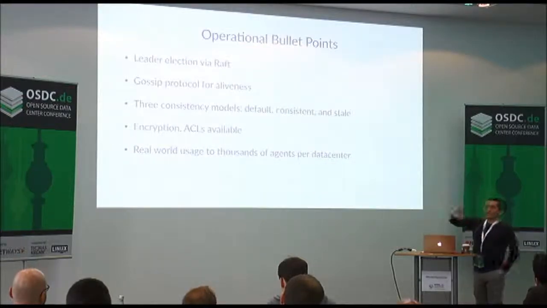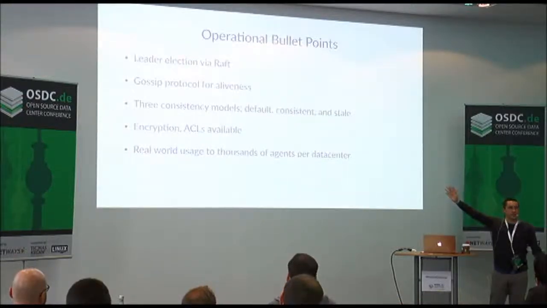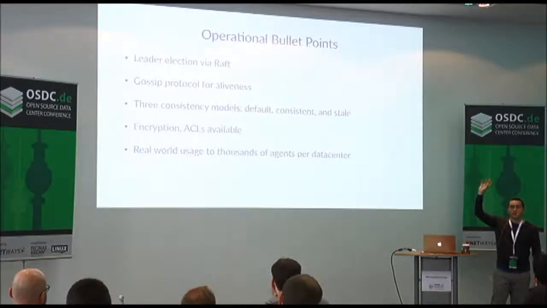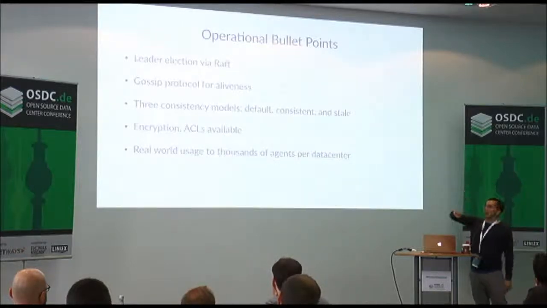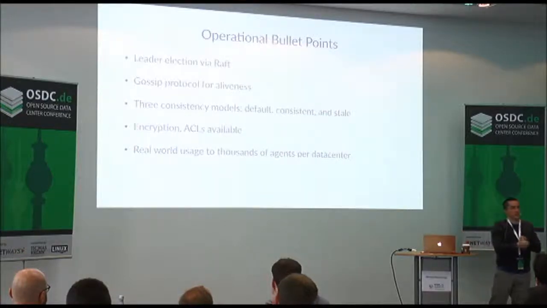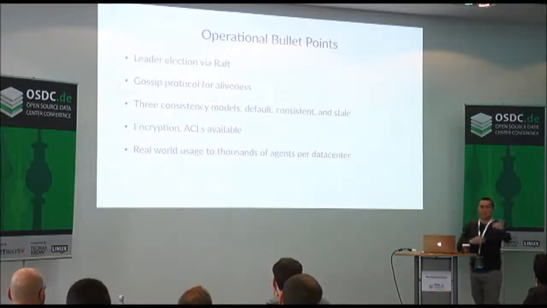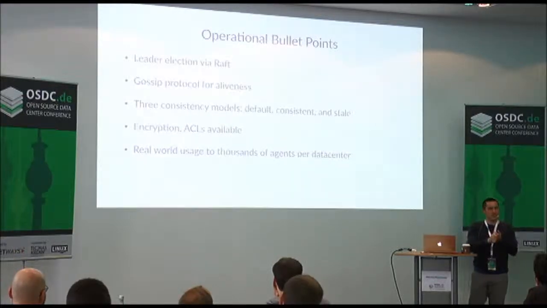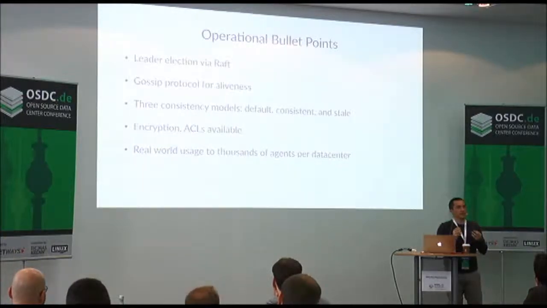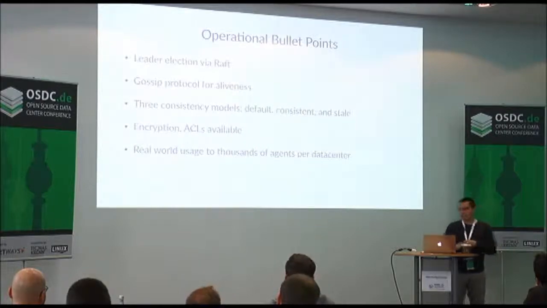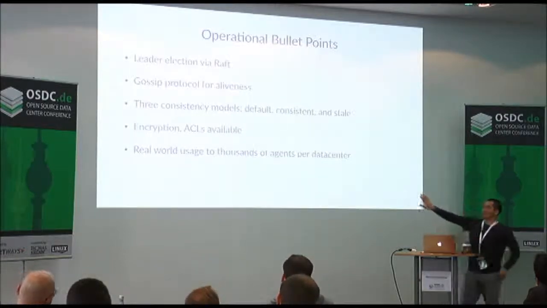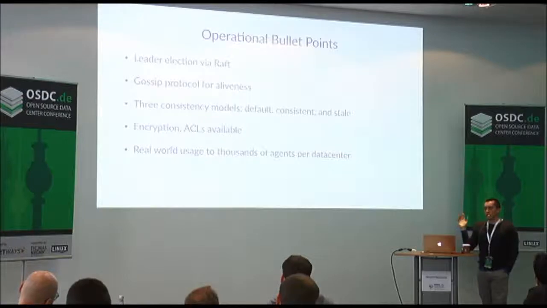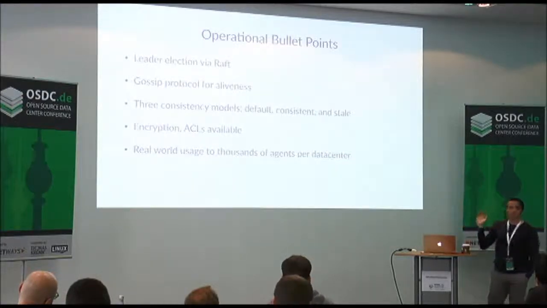There's encryption and ACLs across everything. So the gossip protocol is over UDP, so it uses a symmetric key, and then the API and the TCP stuff is all done over TLS. So there's encryption across everything, and then there's ACLs across most things, key value and services now, and we're adding ACLs across exec soon. And real-world usage today for Consul is up to many thousands per data center.